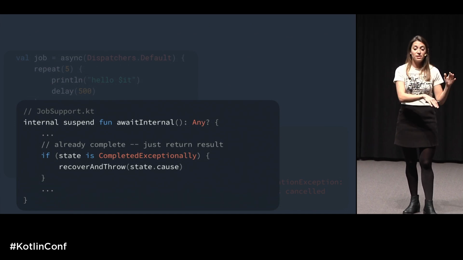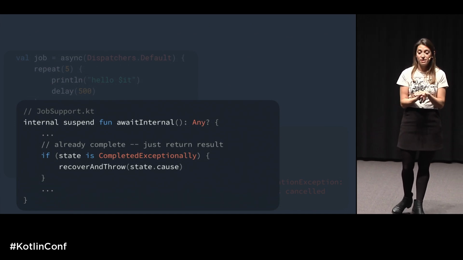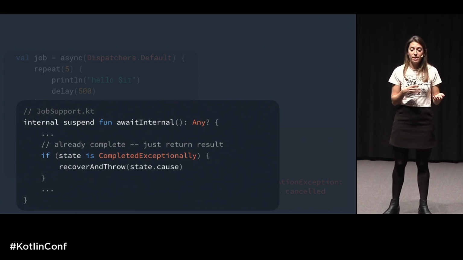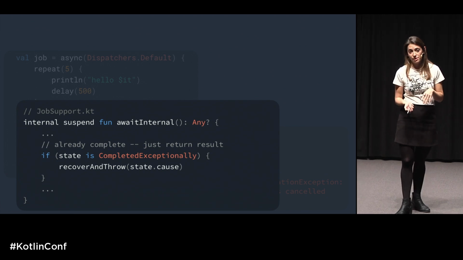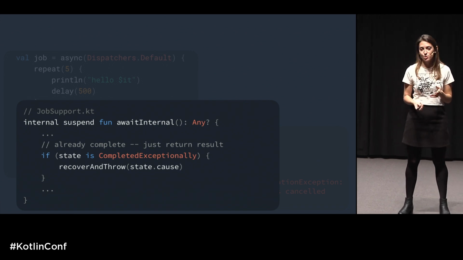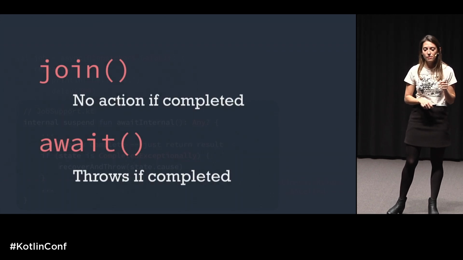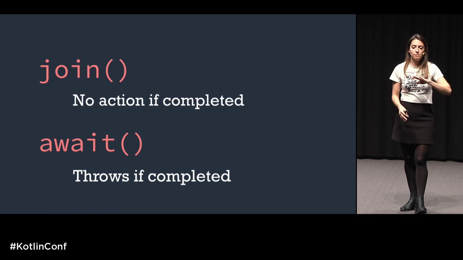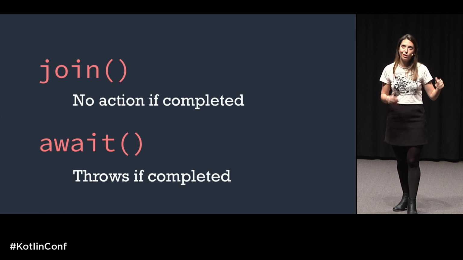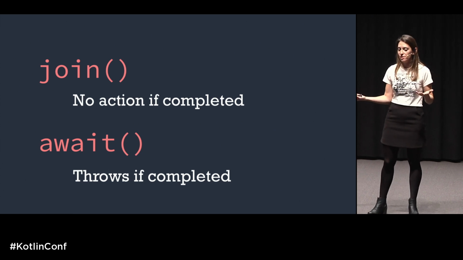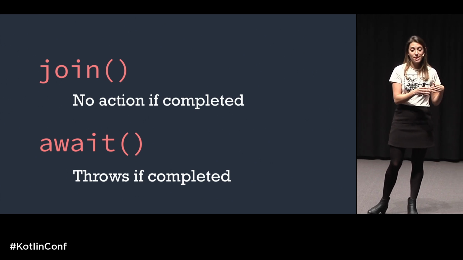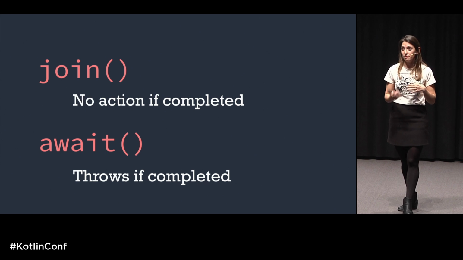Actually, if you look internally at what's going on with await, there is an actual check of whether the coroutine is already completed, and it should throw if it was completed exceptionally. So if it was already canceled, it will just throw that exception. So TLDR, in the case of join, if you're calling cancel before join, there's no action. If you're calling cancel before await, keep in mind that await will throw if it was already canceled.